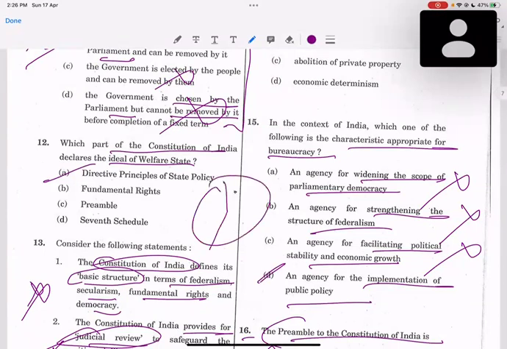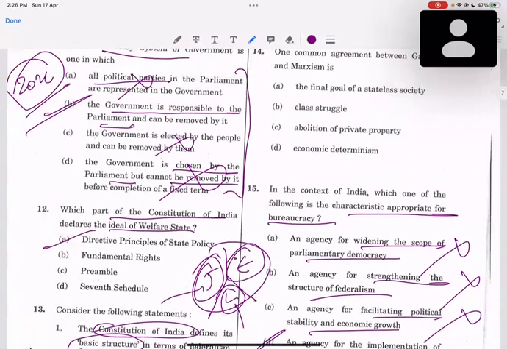If we look at the executive, judiciary, and legislature: the executive implements laws, the legislature frames laws, and the judiciary interprets laws. So simply, implementation of public policy. A direct, simple question. 15. D is the answer.